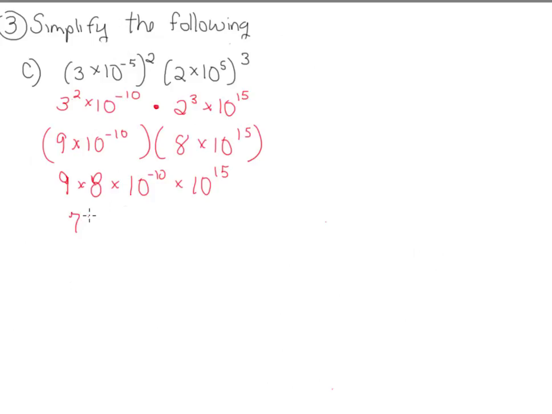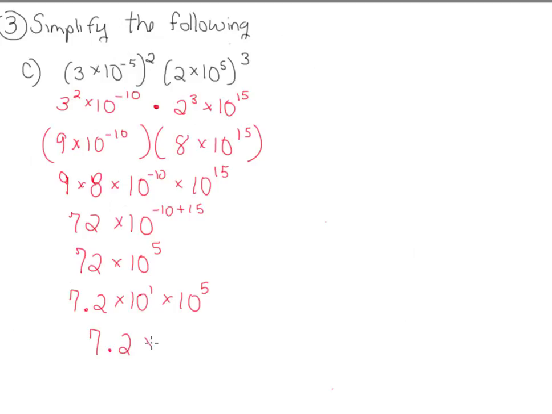9 times 8, that's 72. And then when I multiply, I add exponents. That gives us 72 times 10 to the 5th, but this is improper scientific notation, so I need to move that decimal. 10 to the 1st times 10 to the 5th is 10 to the 6th degree, so it's 7.2 times 10 to the 6.